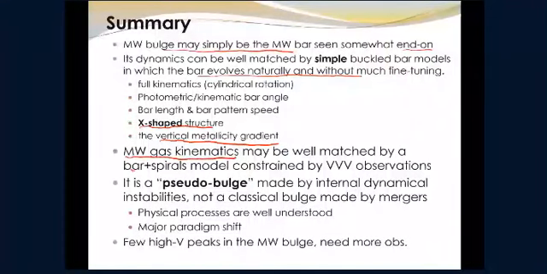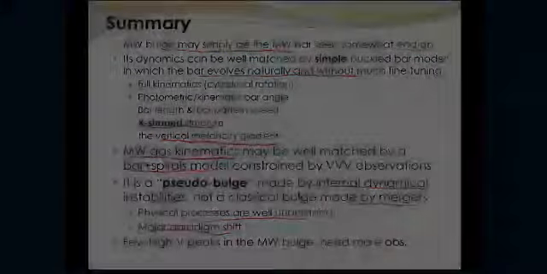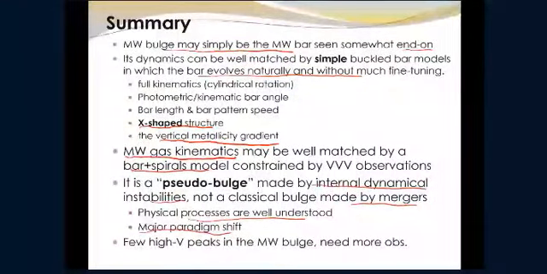So overall, in some sense, it's a pseudo bulge, not a classical bulge made by mergers. It's a boxy bulge or pseudo bulge made by internal dynamical instabilities. And we think the physical processes are relatively well understood. In the last 10 years, we have witnessed a paradigm shift: the Milky Way bulge was probably not made in mergers.